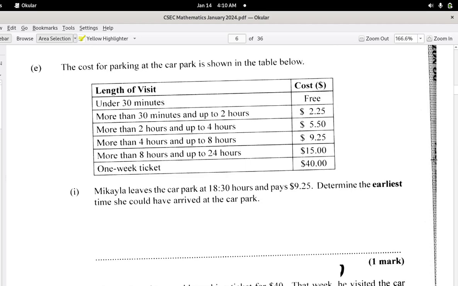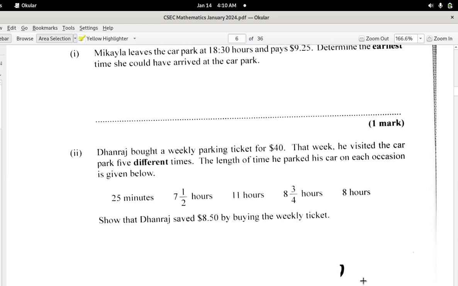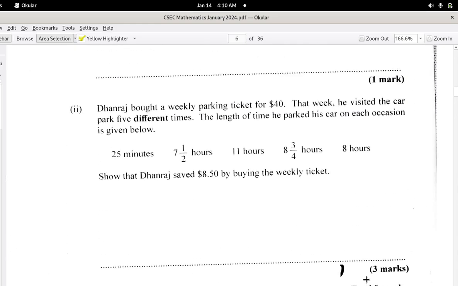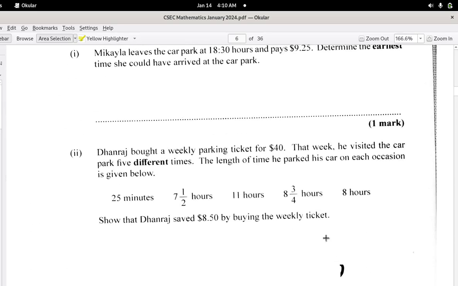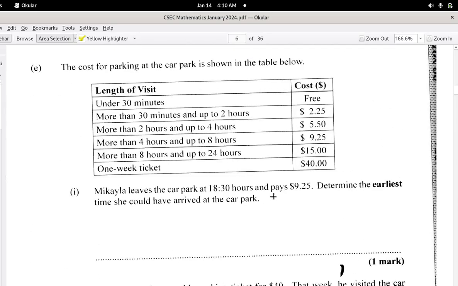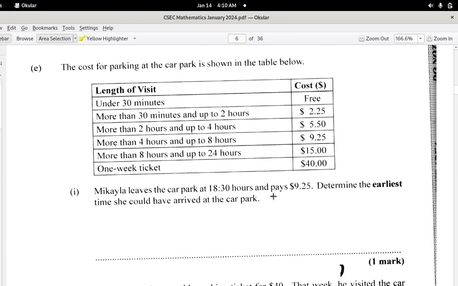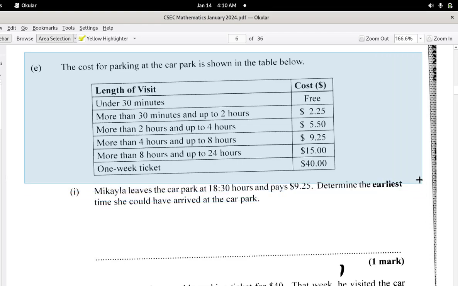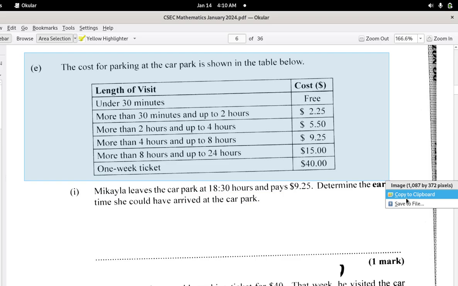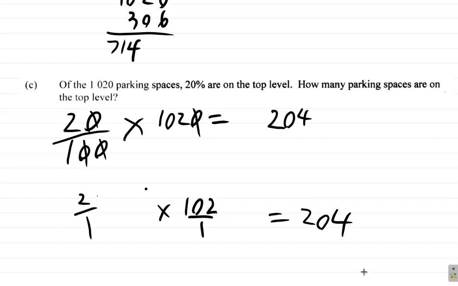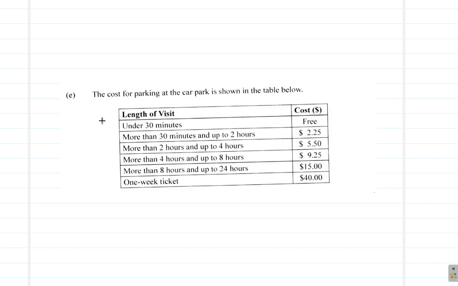Here, we have a table. Let's see what this is about. Let's copy the table first. Let's get the table by itself. We just put it back over here. Alright. Paste our table here.